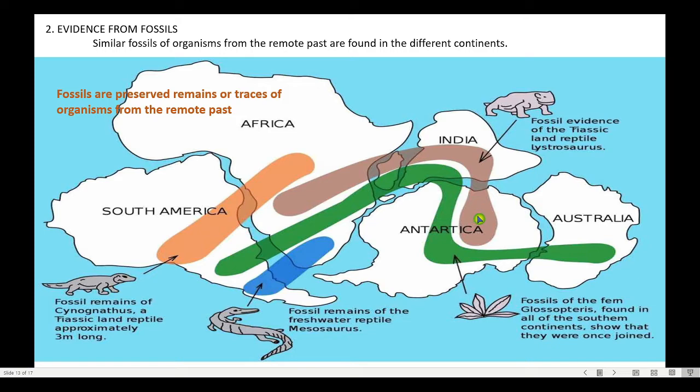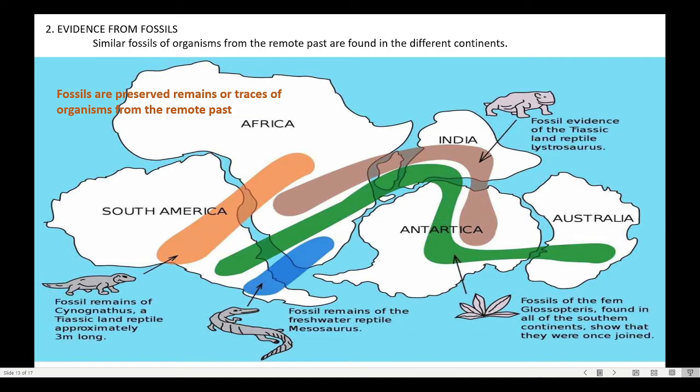So this simply shows that maybe these continents were once connected. Another one is the Glossopteris fern. One of the characteristics of plants is that they cannot move on their own. They stay in place. So how come these fossils of Glossopteris plants are found in different continents: South America, Africa, India, Antarctica, and Australia? So what does it imply?